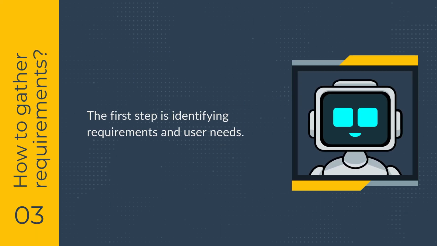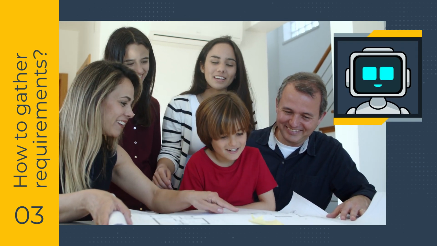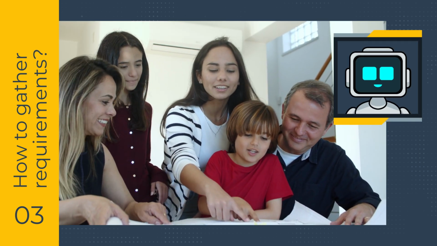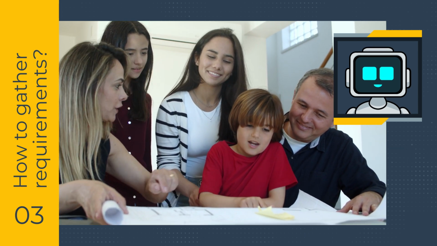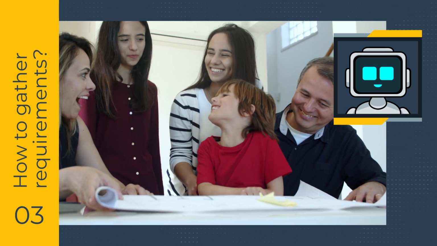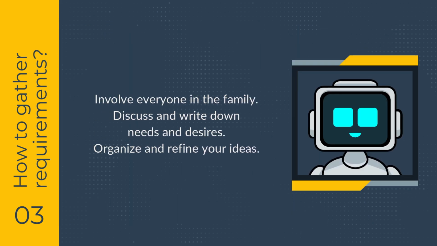The first step in the design process involves understanding what the system needs to do. It's crucial to involve all stakeholders to ensure a good understanding of goals and constraints. Techniques such as interviews, surveys, and workshops can be used to gather these requirements. In the context of your home automation project, involving everyone in the discussion about what you want to achieve is essential. Discuss and write down needs and desires, organizing and refining the list for clarity.